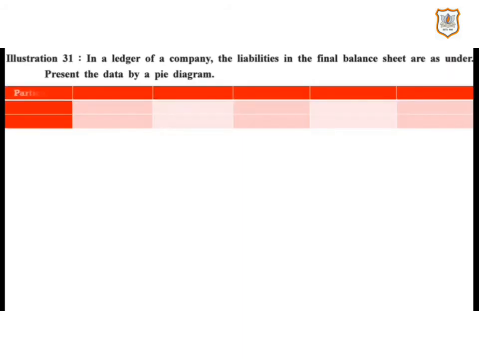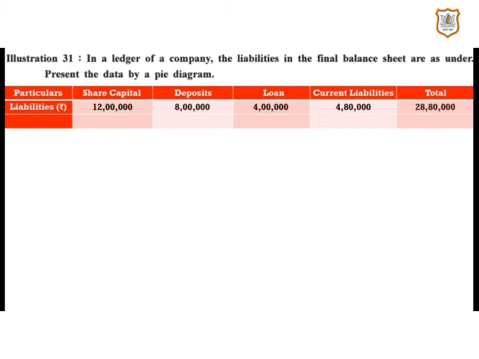Let's be more clear by solving illustration 31 from the textbook. In a ledger of a company, the liabilities in the final balance sheet are as under. Present the data by a pie diagram. So here we have years, particulars. We have been given liabilities: share capital, deposits, loan, current liabilities, and total. Share capital is 12 lakh, deposits 8 lakh, loan 4 lakh, current liabilities 4,80,000, and the total is 28,80,000.